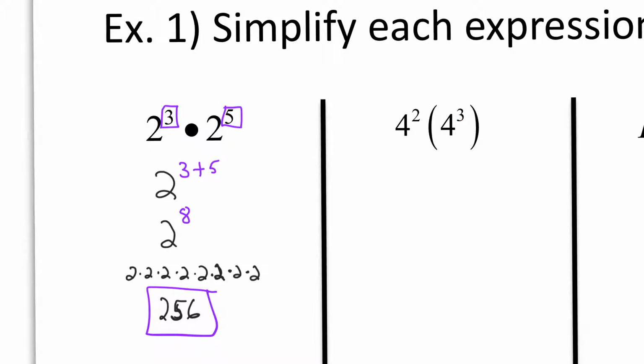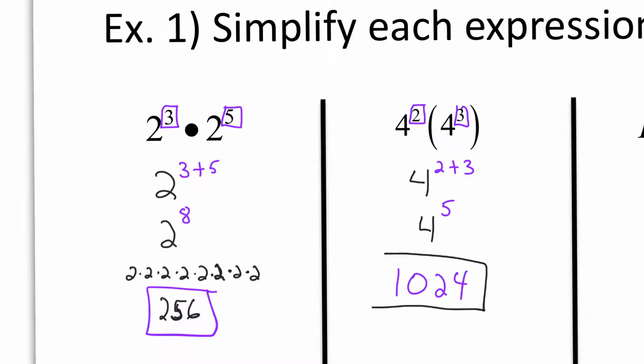So you are going to keep the base 4, and you are going to add the exponents 2 plus 3. So you keep the 4 here, and 2 plus 3 is 5. And then you can use a calculator to simplify 4 to the 5th power, and it equals 1024. So my answer is here. And we are using the property of exponents to simplify that expression.